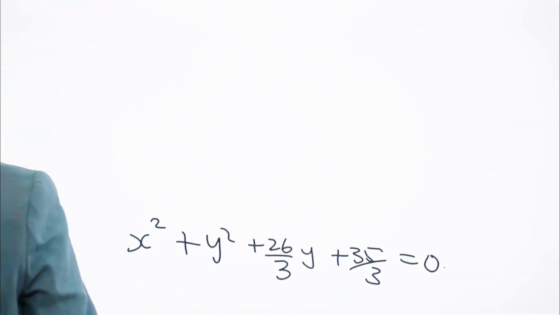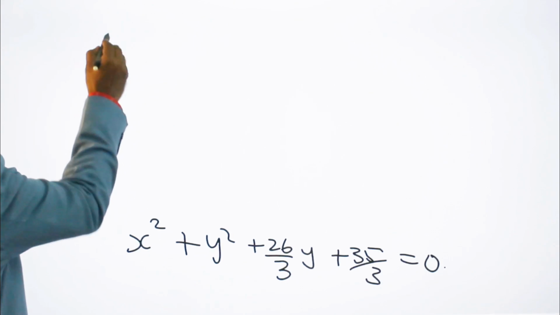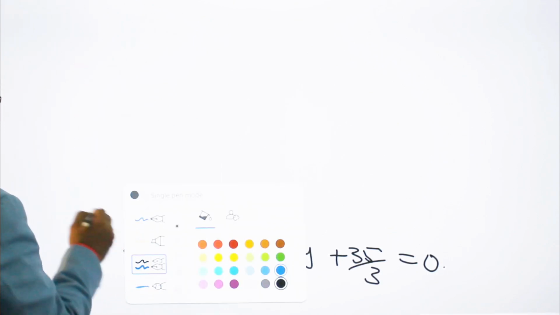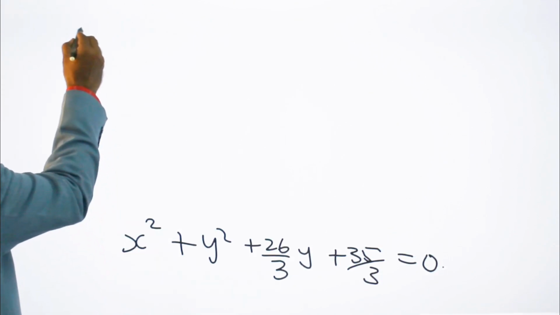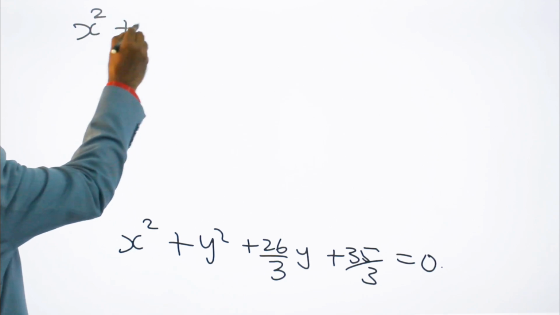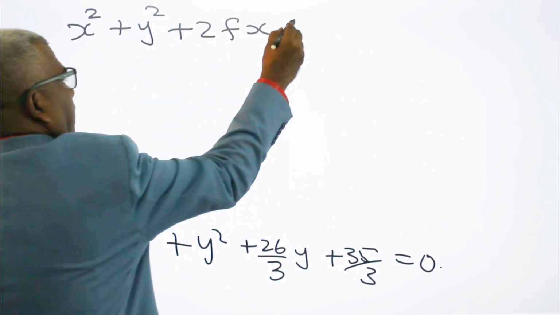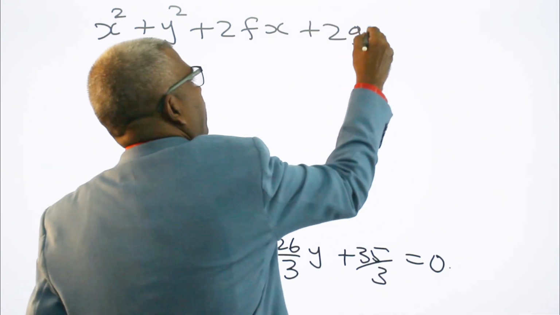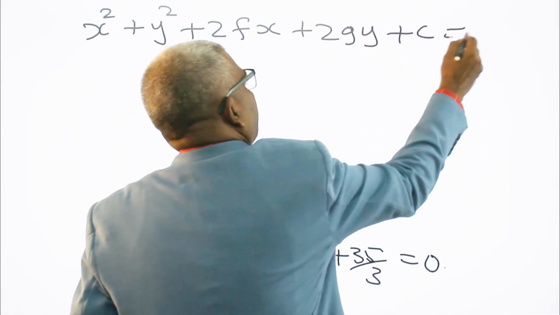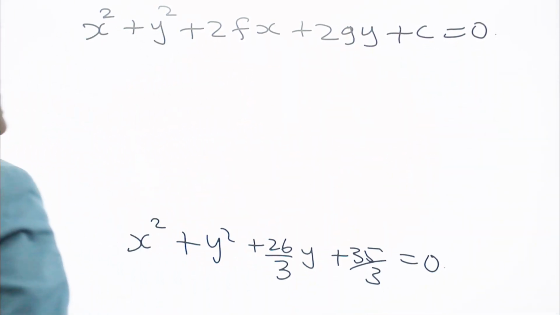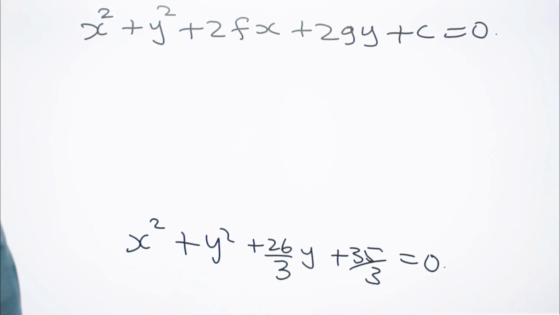Okay. What is the circle equation? Why am I dividing by 3? Because the circle equation is x squared plus y squared plus 2fx plus 2gy plus c is equal to 0. This is a circle equation. For that, what is the radius?